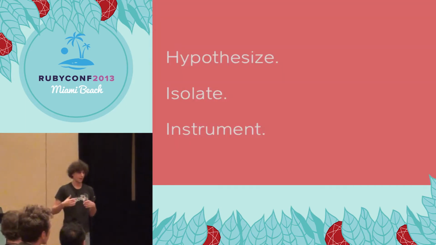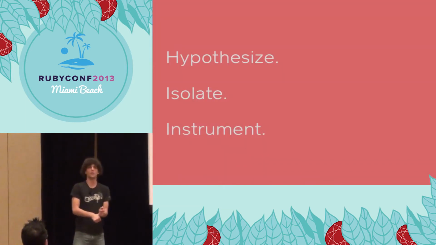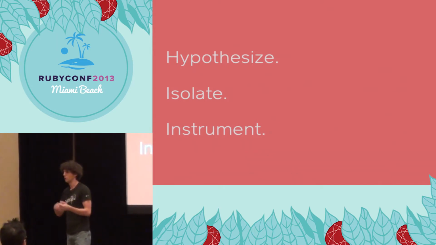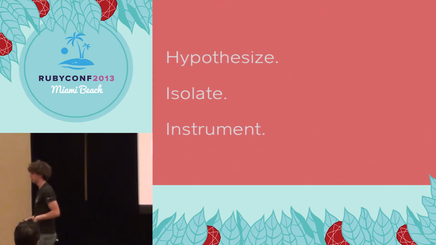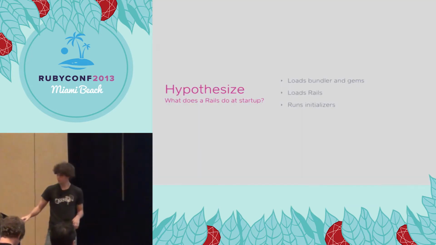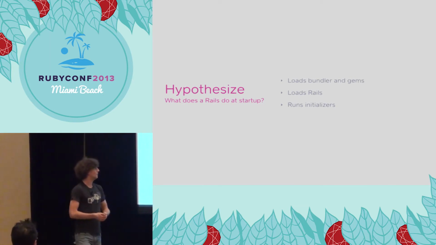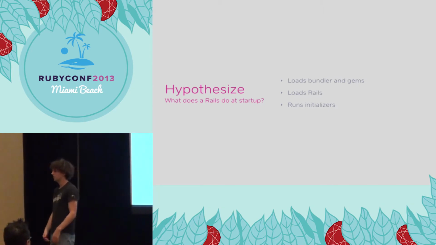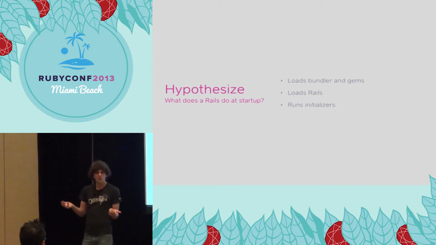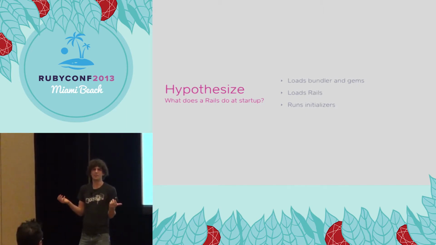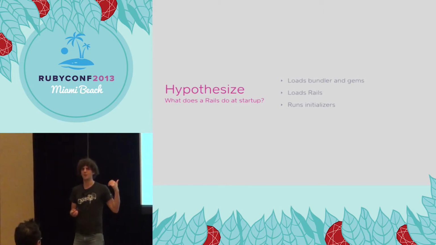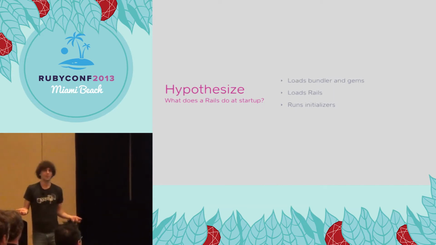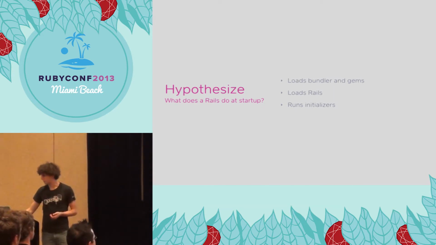So let's sit down and figure out, we'll hypothesize, well, what does it do? What could possibly be slow? We'll isolate it, figure out which bits are slow, and then figure out how to instrument it and measure. So what does Rails do at startup? Loads bundler and gems, loads up the Rails framework, runs your initializers. I guess it maybe starts a server. But this is kind of basically it, right? This is like 3 seconds of work, right? Well, I guess it does that, I guess it does that, I guess it does that. So, okay, well, that's a good place to start, right? So let's see if we can isolate those things.